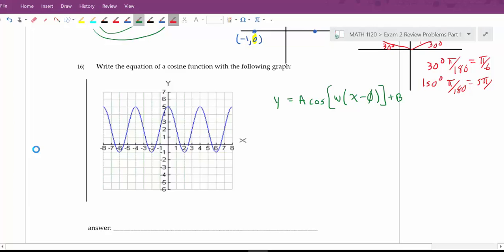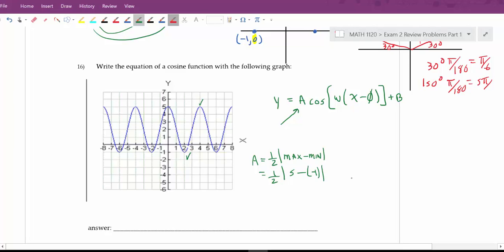The first thing we want to do is figure out what the amplitude is. The amplitude is actually very easy because the amplitude is 1/2 the distance between the max and the min. So that's going to be 1/2 the absolute value of the max minus the min, since it's a distance. The max is 5. The minimum is negative 1.